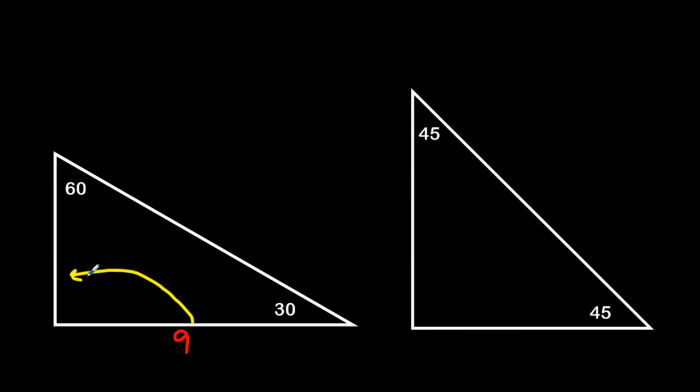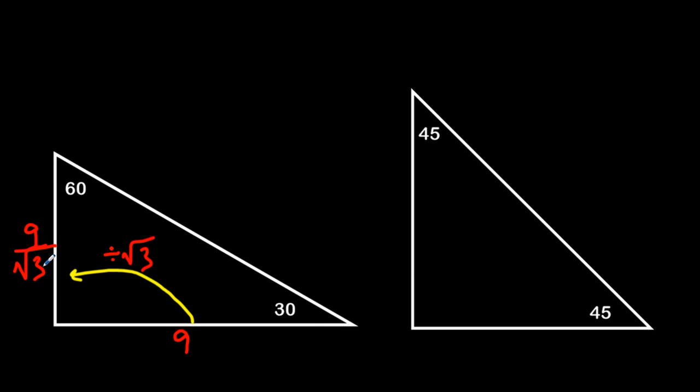So how do I go from the long leg to the short leg? Well, the inverse of multiply, because if I go from the short leg to the long leg, I multiply by root 3. So in this case, I'm not going to multiply by root 3. I'm going to divide by root 3. So if I divide by root 3, then over here, this ends up being 9 divided by square root 3.